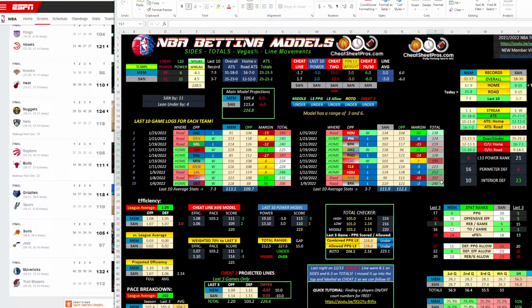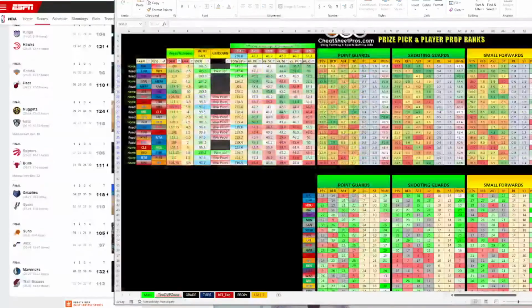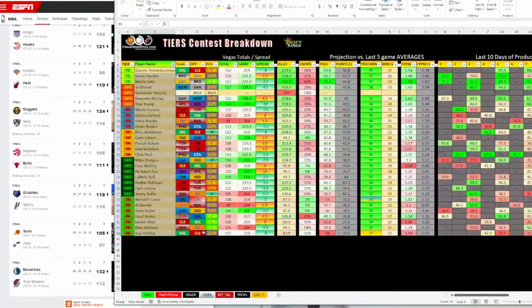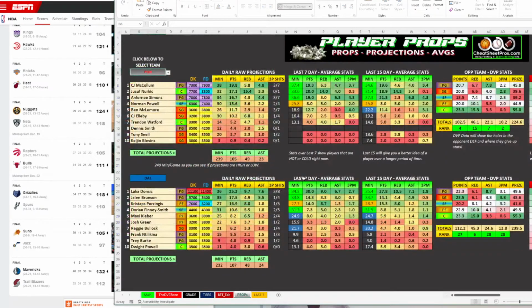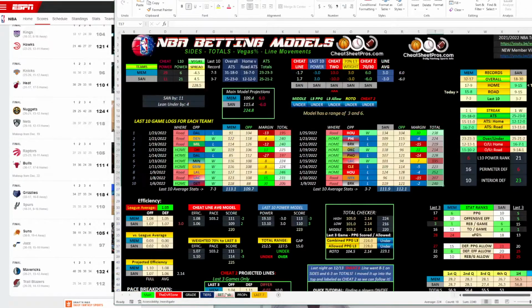Now, we also have other tabs down at the bottom. Actually, you can't see that. Let me scroll it up. So we have other tabs here for DFS, DVP. We have different projections. We got tiers if you do tiers on DK. Player props, we look at the games side by side. And then we also have a player prop tab over the last 7, but that's getting into other things. So right now we're specifically talking about sports betting and what you get. So let's flip through some of these games and show you what I saw.